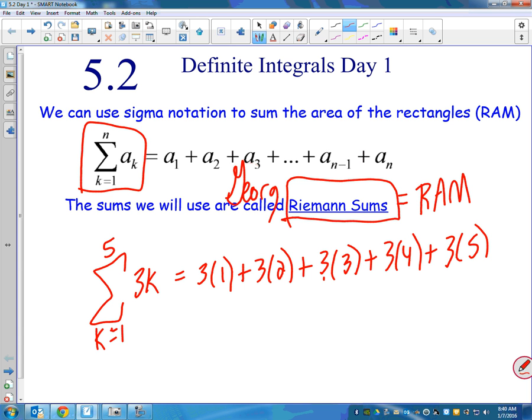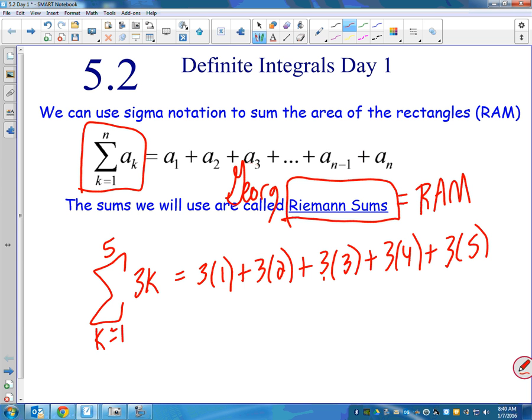This existence was not established mathematically until George Riemann proved this in 1851. People used RAM way before good old George came along, but George is the one that proved what we're going to talk about today, and that's why we call these Riemann sums. I will tell you on the AP test, they say use a left Riemann sum, a right Riemann sum, or the midpoint Riemann sum more than they say RAM. So they're interchangeable.